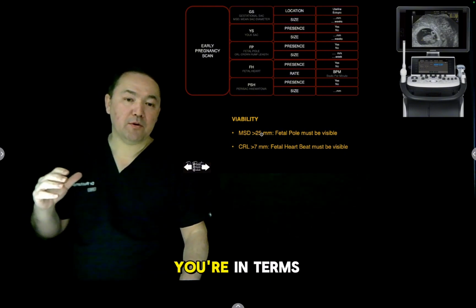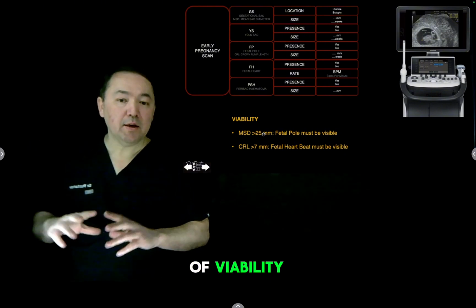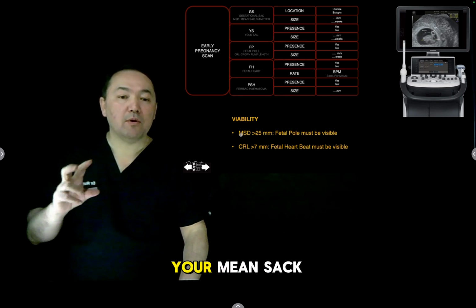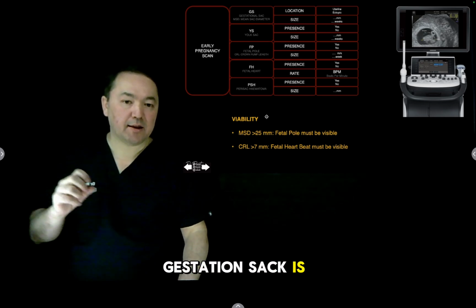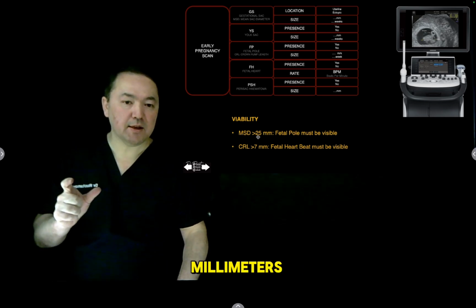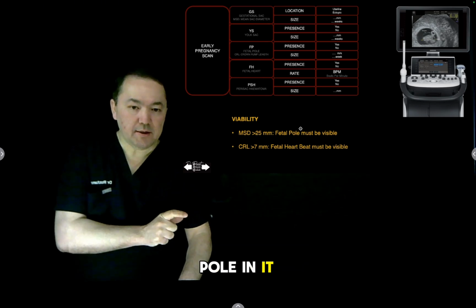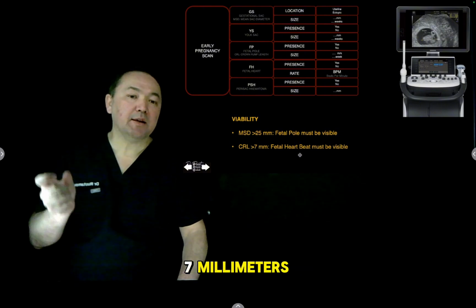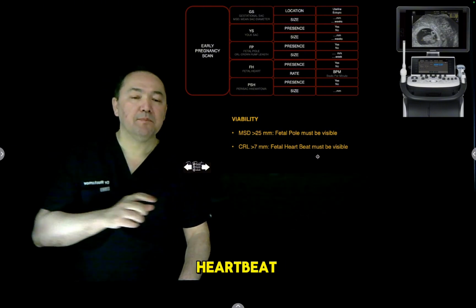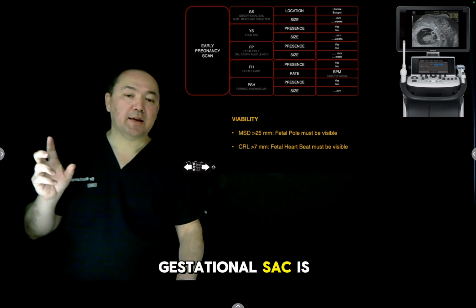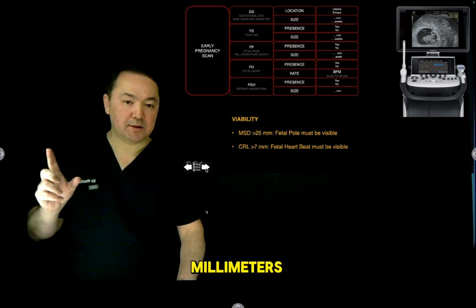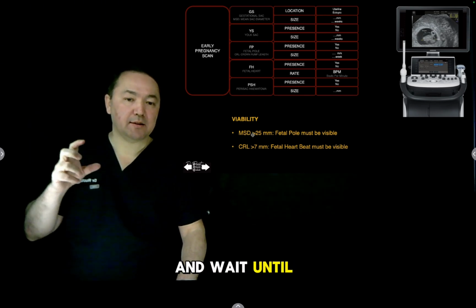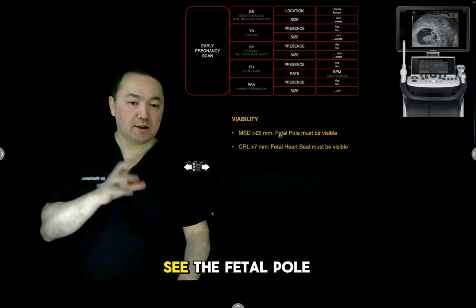Essentially, in terms of viability, you can diagnose this pregnancy is going well and viable if your mean sac diameter, gestational sac, is bigger than 25 millimeters, and if there is a fetal pole in it, and also the baby's measurement is more than 7 millimeters, and if you can see the heartbeat. If your gestational sac is smaller than 25 millimeters, then you need to repeat the ultrasound scan and wait until it increases to more than 25 millimeters before you can see the fetal pole.